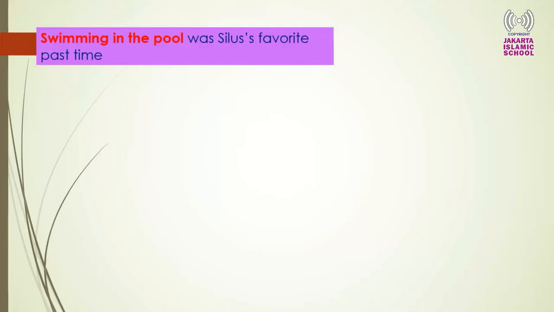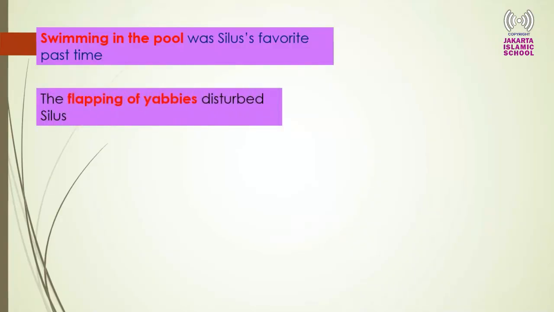Well, my beloved students, to know more about gerund phrase, we are going to look at some example sentences. First example: swimming in the pool was Silas' favorite pastime. Look, there are other words following the gerund swimming, so we call that a gerund phrase. Good. The second example: the flapping of yabbies disturbed Silas. There is an explanation of yabbies after flapping. So, those we call gerund phrases.